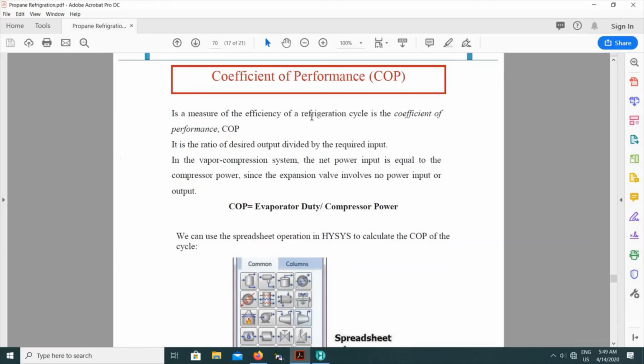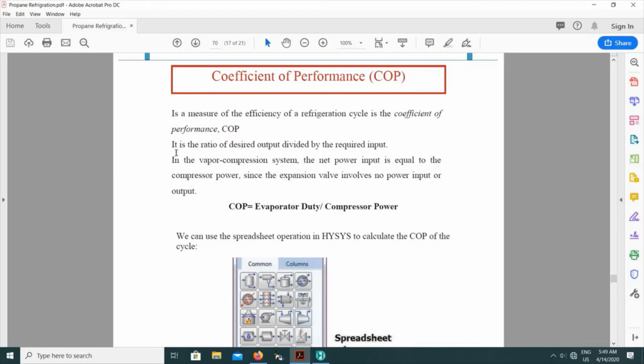The measure of the efficiency of the refrigeration cycle is the coefficient of performance, or COP. It is the ratio of the desired output divided by the required input. This is the formula: the desired output divided by the required input.